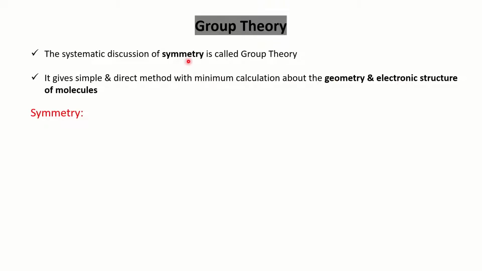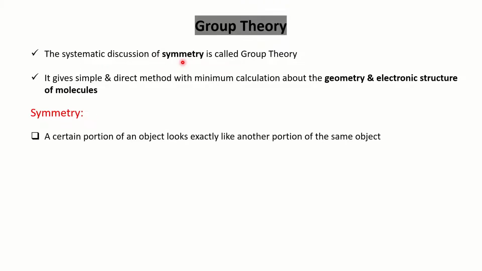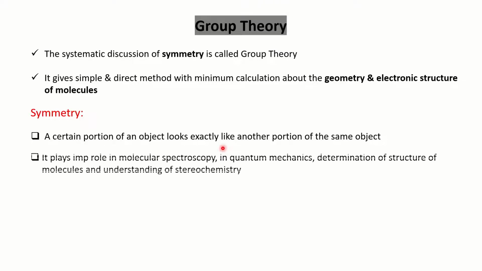And since we say that the group theory is basically the discussion of symmetry, we will see what is symmetry. Basically, if a certain portion of the object looks exactly similar to the other half, then we say it is a symmetrical object or a symmetrical molecule.